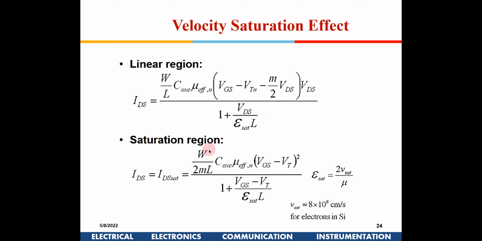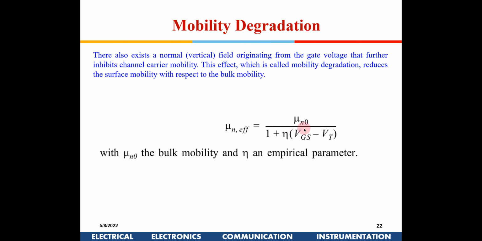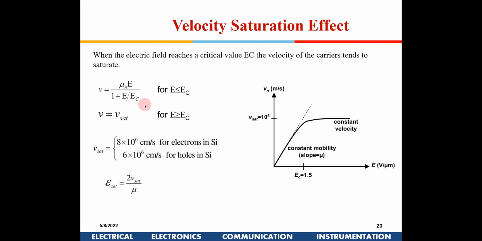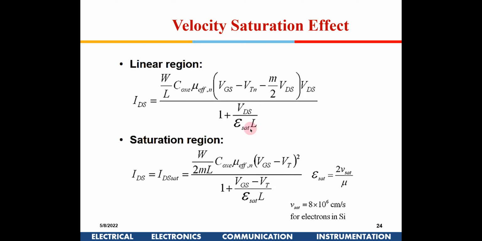If I see the ID equations now, this is how they get modified in the linear region and in the saturation region. So these equations you need to remember for your exam. You have W by L and Cox and a mu effective. Now it is not mu n, it is mu effective, and mu effective is given by this formula. This is because of the velocity saturation, so this factor comes out here. So these are the modified equations for the linear region and the saturation region for submicron devices.